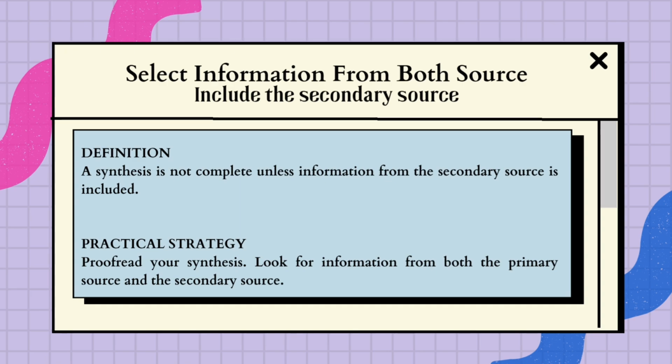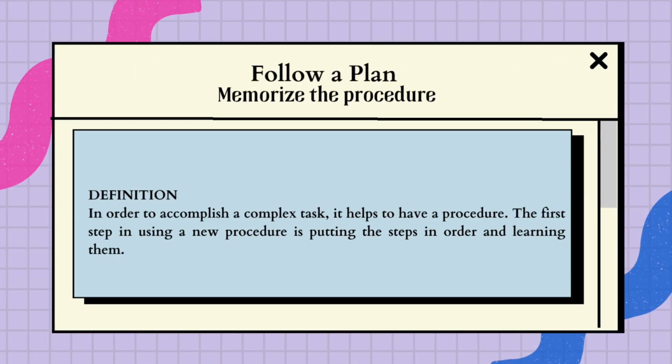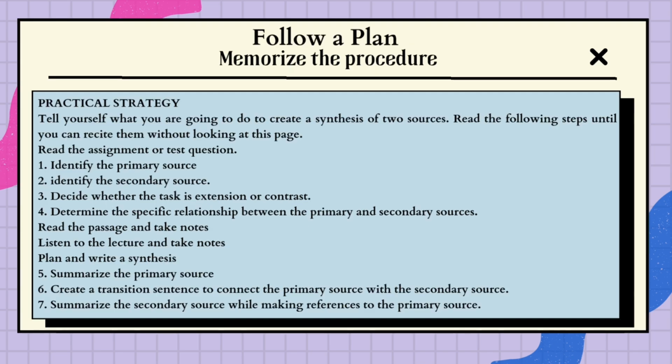Practical strategy. Proofread your synthesis. Look for information from both the primary source and the secondary source. Follow a plan. First, memorize the procedure. In order to accomplish a complex task, it helps to have a procedure. The first step in using a new procedure is putting the steps in order and learning them. Practical strategy. Tell yourself what you are going to do to create a synthesis of two sources. Read the following steps until you can recite them without looking at this page.